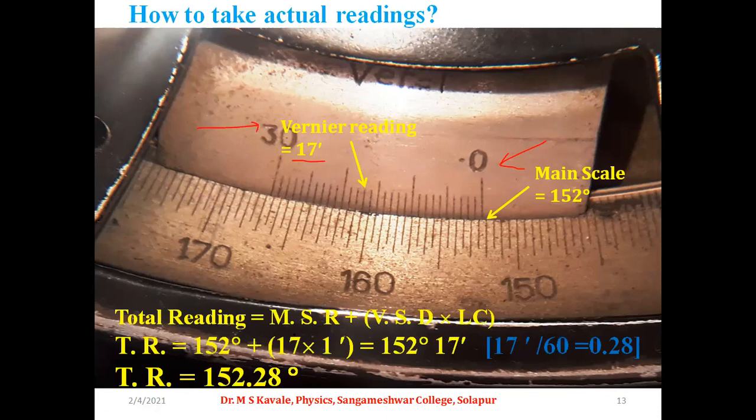Therefore, substitute these values in the formula. Total reading is equal to 152 degree plus 17 into 1 minute, that is 152 degree 17 minutes. Now divide this 17 minutes by 60 to convert it into degrees. Therefore, 17 minutes divided by 60 is equal to 0.28. Therefore, the total reading in terms of degree is equal to 152.28 degree. Okay, the total reading is 152.28 degree.